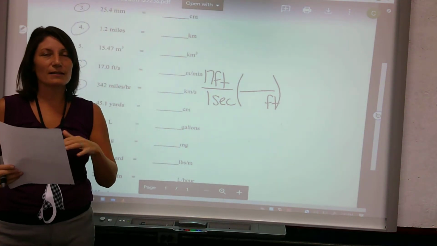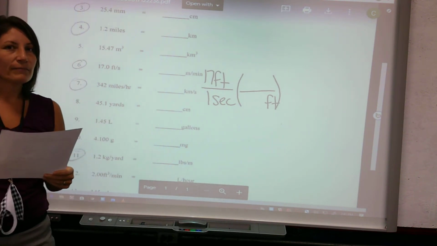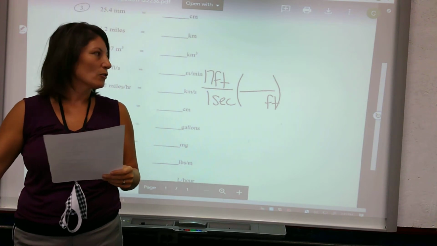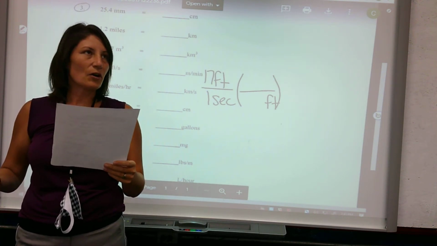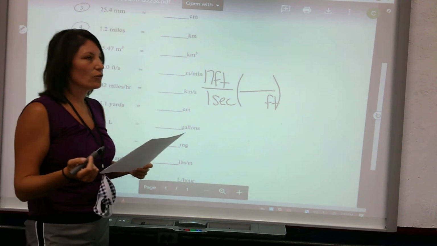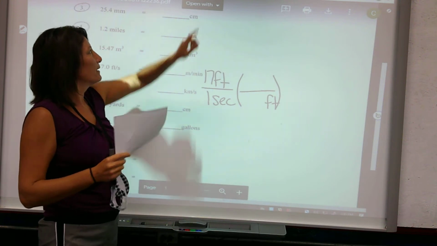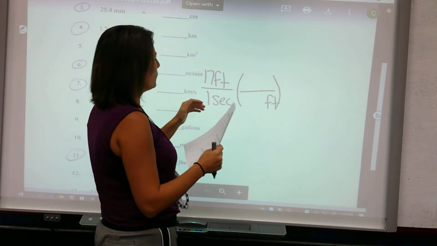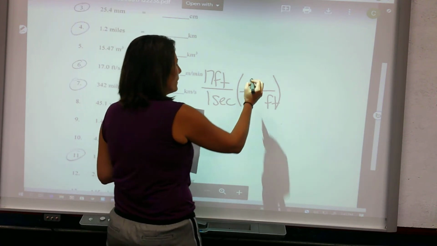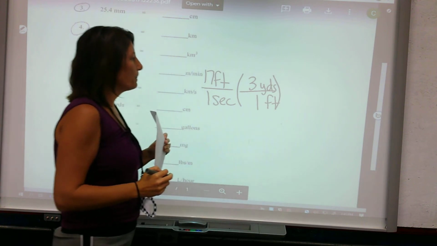I can do this in several different ways. I can go feet to inches, inches to centimeters, centimeters to meters. That's a lot of steps though. You could also go feet to yards, yards to meters. I believe that is on this right here also. I'm just going to go ahead and do that one, feet to yards. So we have 3 yards and 1 foot.